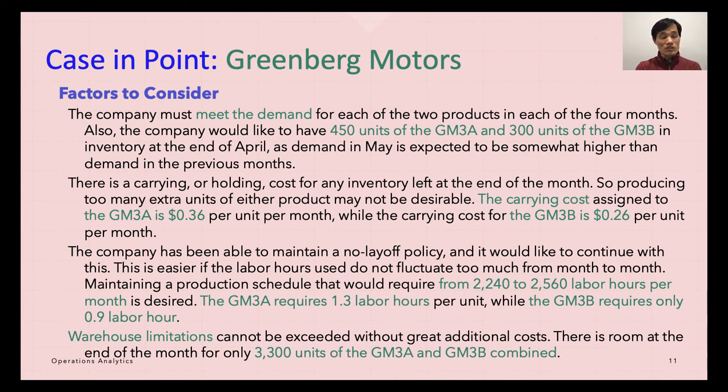Warehouse limitation is the last one to consider. It cannot be exceeded without great additional cost. There is room at the end of the month for only 3,300 units of the GM3A and GM3B combined. So there is a limited space in the warehouse, and they cannot carry more than 3,300 units of inventory at a given time. So these are the factors to consider.